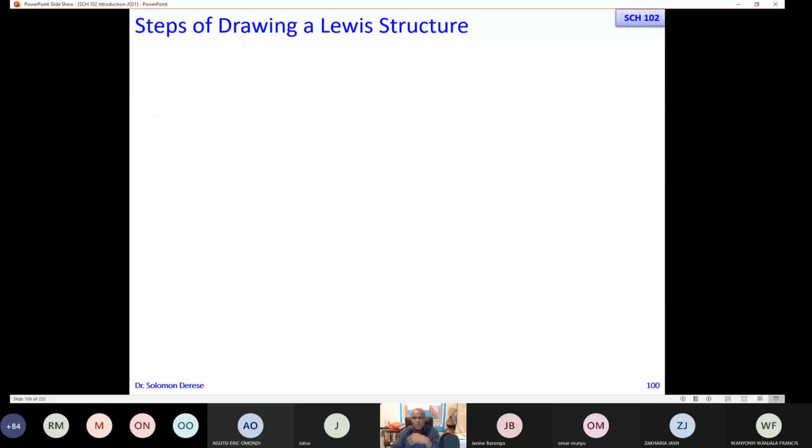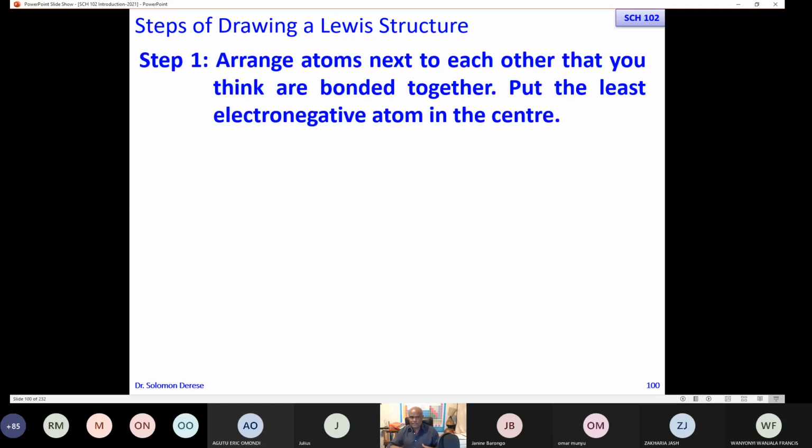So now we'll just revise. Of course, again, I think it's a revision for you. We'll go through the steps of drawing a Lewis structure. The rules to be followed, the laws to be followed, are 3 as I have indicated to you. 1, only involve valence electrons. 2, the octet rule must be followed. If it is hydrogen, the duet rule must be followed. These are the rules. However, to make our life easy, when drawing the Lewis structure, we follow logical steps. So the first step is to arrange atoms.